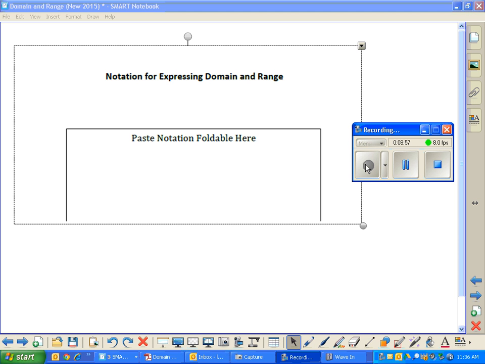So I'm going to show you how to cut this guy. First thing you're going to do is cut off this big white space at the bottom. That is basically scratch paper. Makes an excellent bookmark.